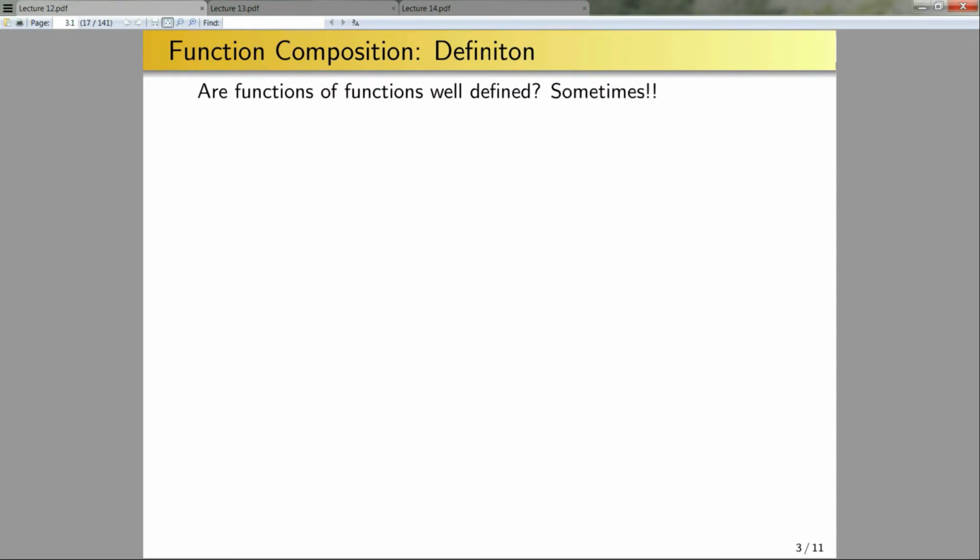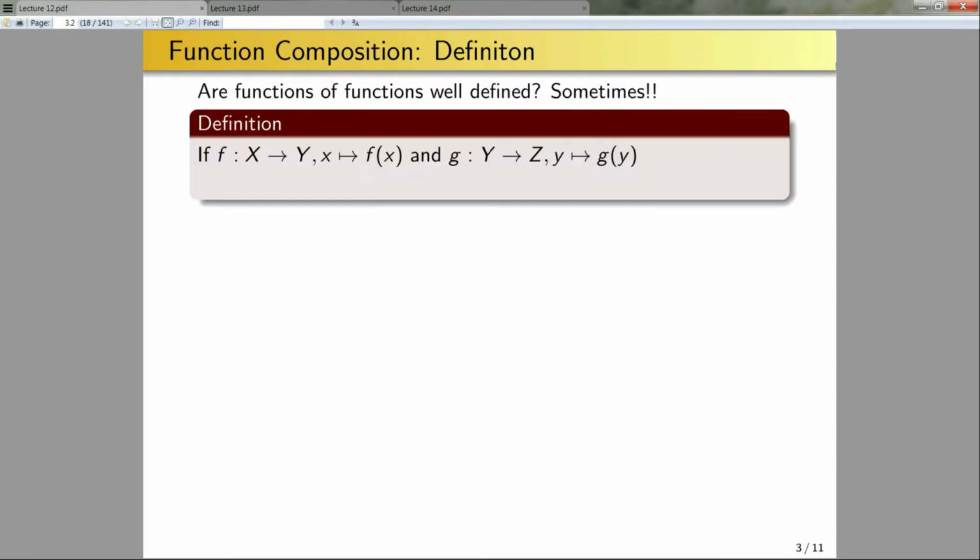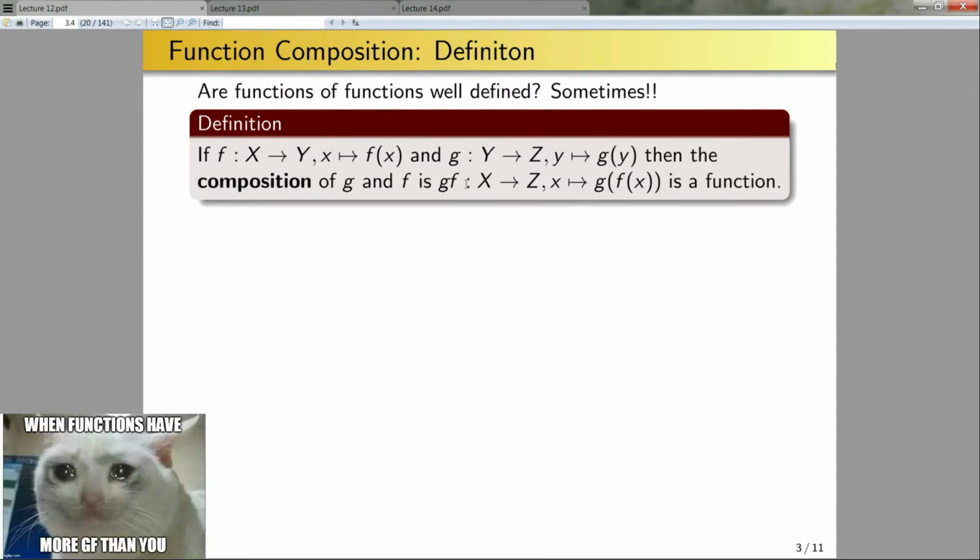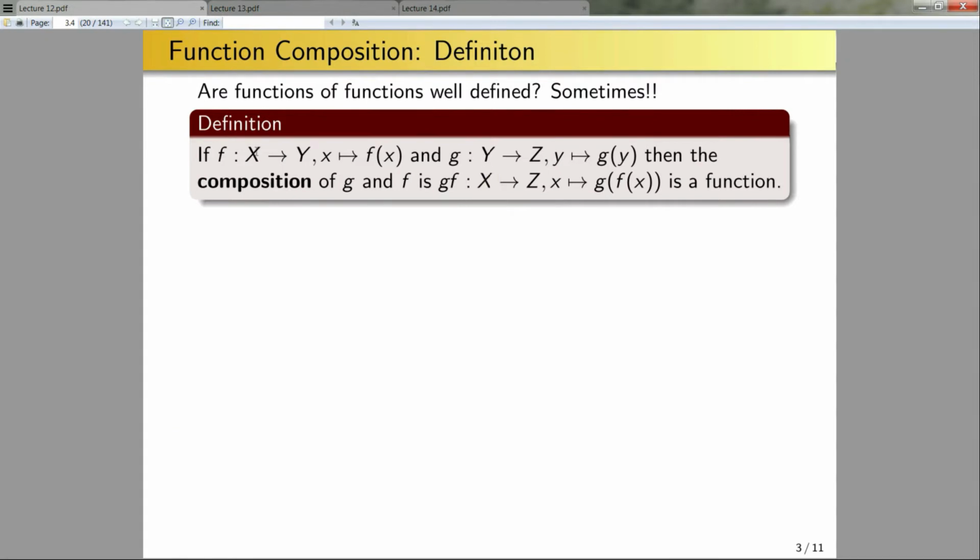Well, the answer is that they are sometimes defined, and let's give a definition. If f is a function from X to Y, given by this mapping x maps to f of x, and g is a function from Y to Z, given by this mapping y goes to g of y, then the composition of g and f, what will this be? Well, this will simply be g∘f, that takes x, the original domain over here, and maps it to Z, the original codomain over here. And this will simply be given by the mapping x goes to g of f of x. So I just fixed a small little typo there.